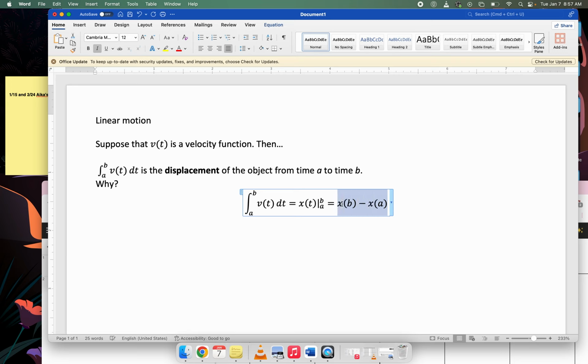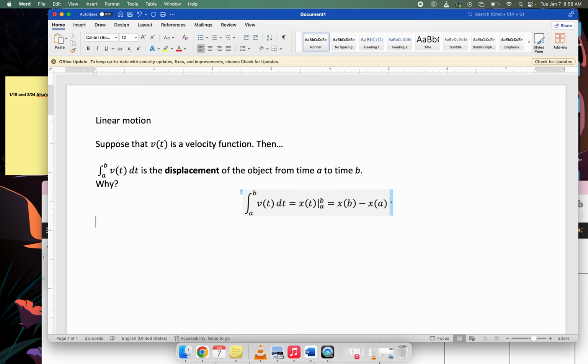But look, that's what displacement is. X of b, that's your position at time b. X of a, that's your position at time a. So that's final position minus initial position. That's displacement. Okay? So if you integrate a velocity function from time a to time b, you're going to get the displacement of the object over that time.